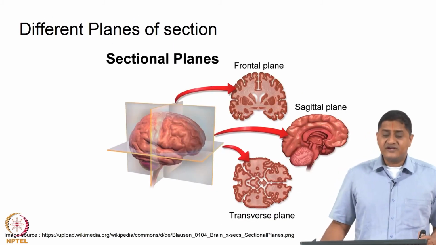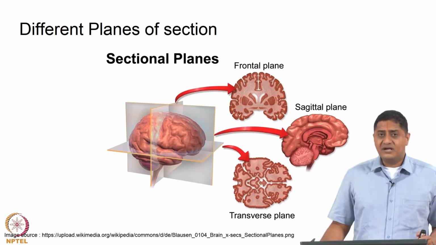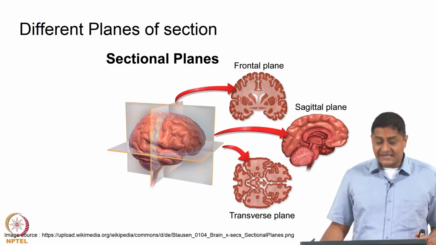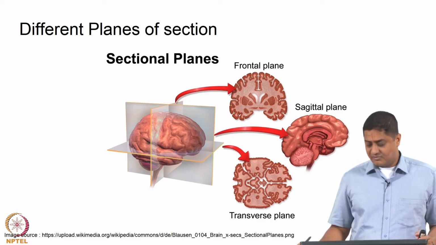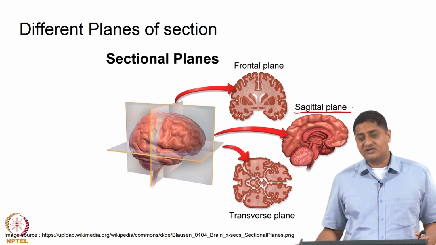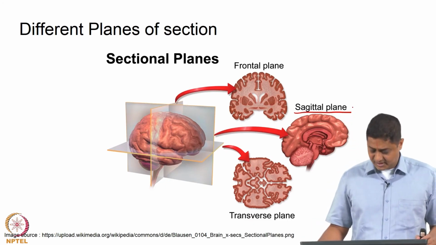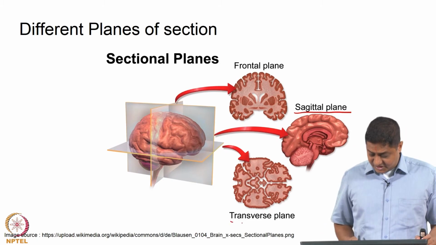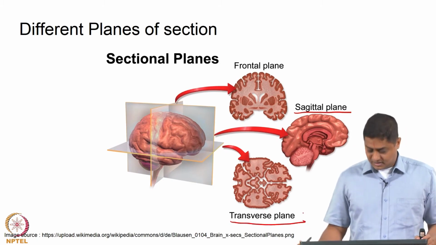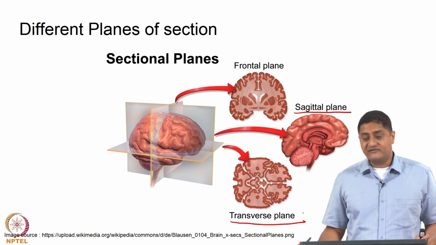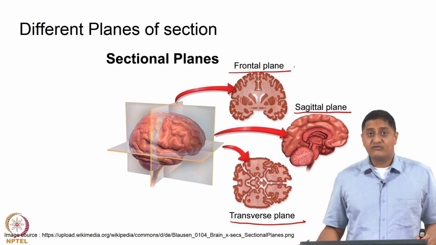Also, we can divide the brain into multiple sections. That section that divides the brain into left and right halves is called a sagittal plane. If it divides it into two equal halves, it is called a midsagittal section. That section that divides the brain into a top and a bottom part is called a transverse section or a transverse plane, and that plane which divides the brain into a front and the back is called a coronal plane or the frontal plane.